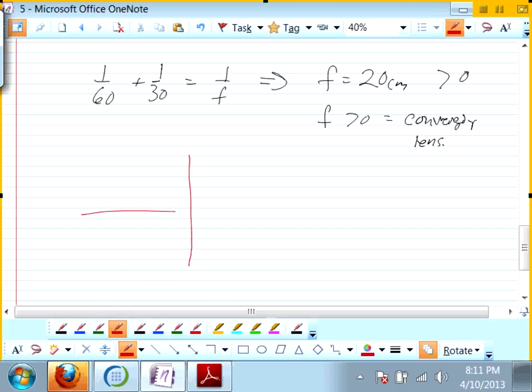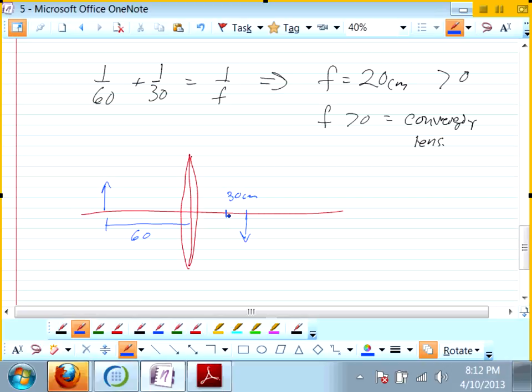So we'll just spend a minute here. Here's our lens. Looks something like that. Here's our object. This will be 60 centimeters. We know that the final image is 30 centimeters. And we know the focal length is 20. So we'll put the focal length on the side of the outgoing ray. Again, positive.